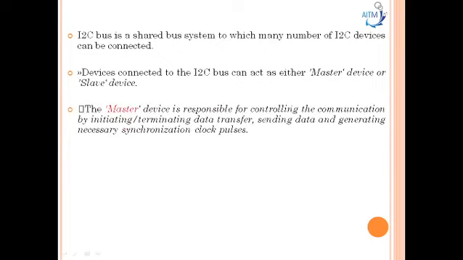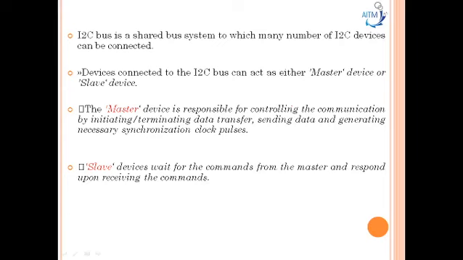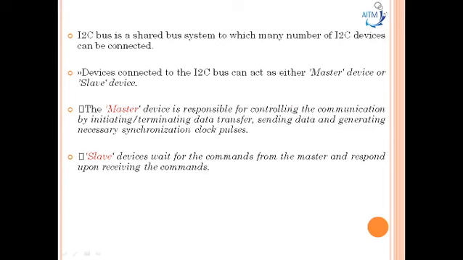The master device is responsible for controlling the communication by initiating or terminating a data transfer, sending the data, and generating the necessary synchronization clock pulses. So this is all the responsibility of the master device, and the slave devices wait for the commands from the master and respond upon receiving the commands. So they wait for the commands given by the master, and according to those commands, they act with the master device.